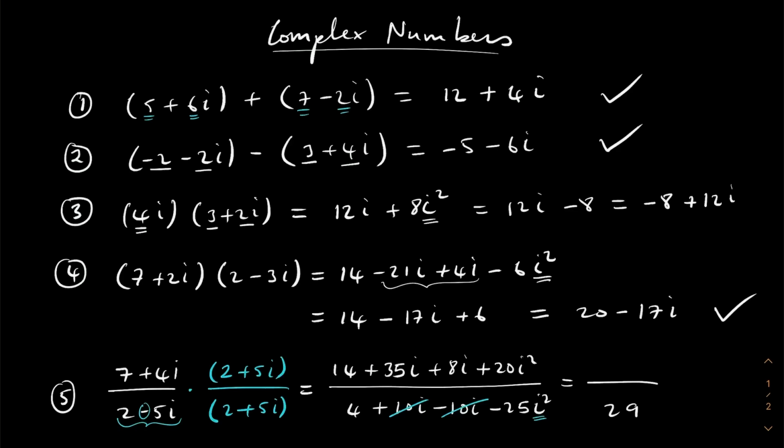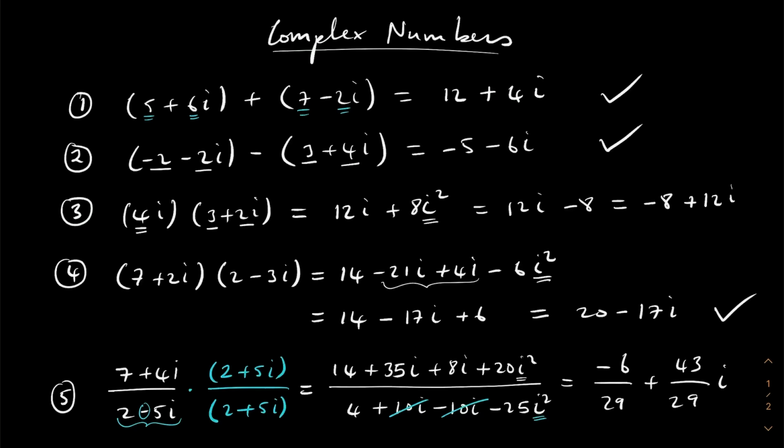And on the top, we're going to go ahead and combine all the real parts and imaginary parts. So 20i squared on the end here is the same thing as negative 20. And so we're going to have 14 minus 20 giving us negative 6. And in the middle here, 35 plus 8 would give us 43i. And so our final answer here is negative 6 divided by 29 plus 43 divided by 29i.